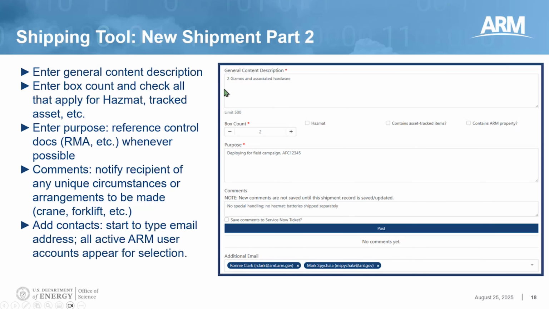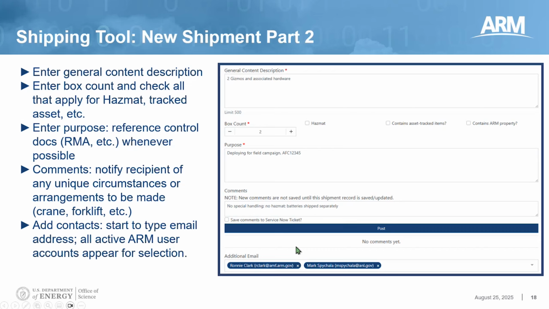Anything that you can add here as for content description, how many boxes there are, the purpose of the shipment. Once again, if you have reference information like an AFC number, an RMA number, a PO number, that's absolutely awesome. This is a comment section to alert staff on the other side of any special things that you need to let them know. If they're going to need a crane to offload your shipment, or a telehandler or something like that, this is a great place to let them know. A phone call also would be absolutely great if people on the other end don't know exactly what's coming their way. But you can add other notes here.